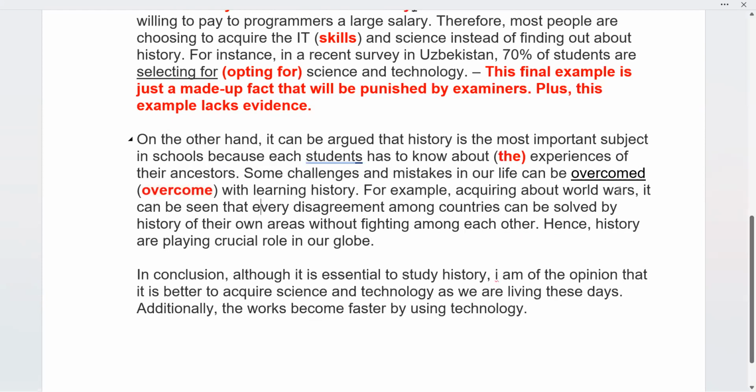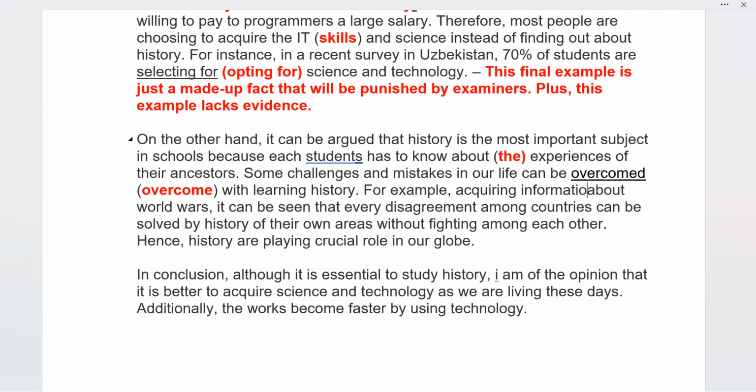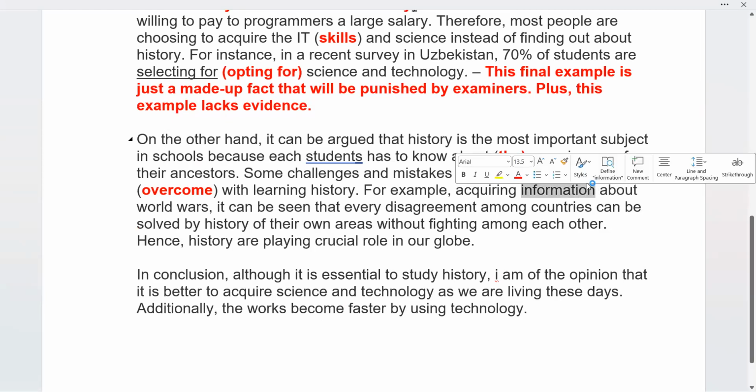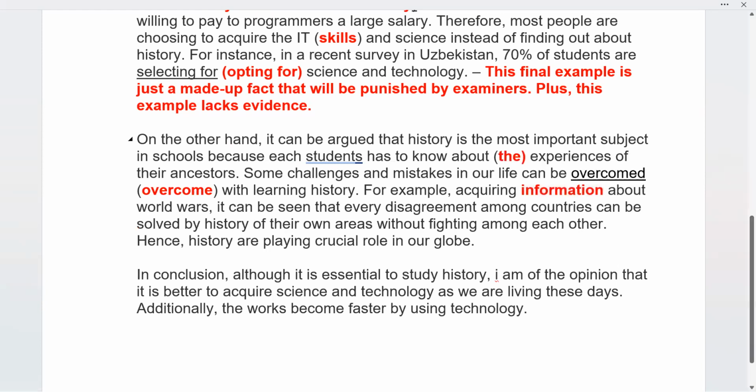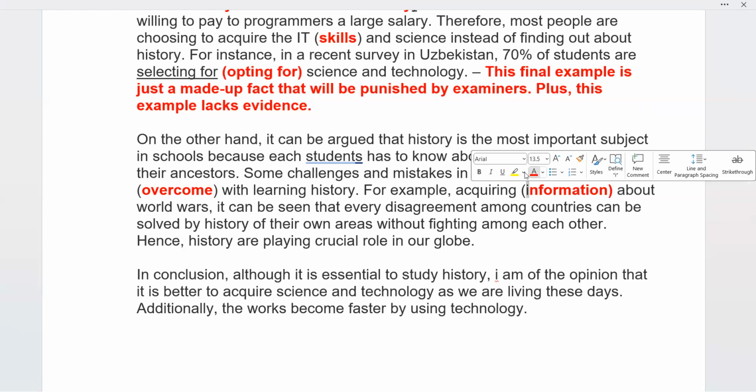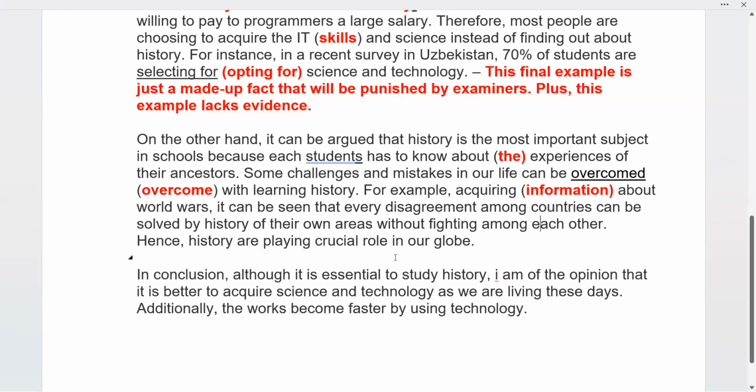For example, acquiring about world wars, maybe acquiring information about world wars. It can be seen that every disagreement among countries can be solved by history of their own areas without fighting among each other. Well, what's the point here? What's the specific point, which is something a bit hard to understand? So how can you see that every disagreement among countries can be solved by their history?